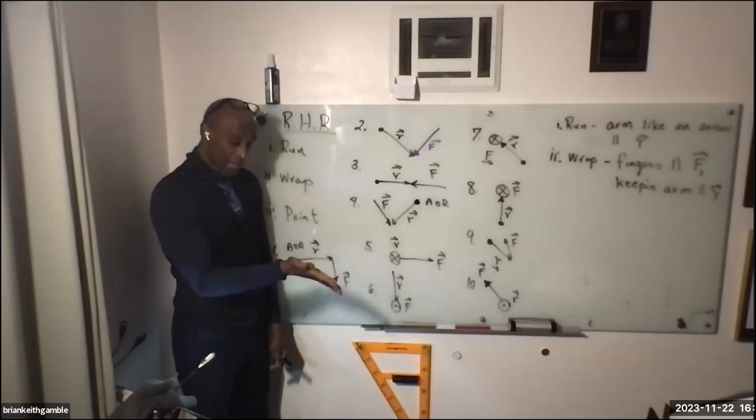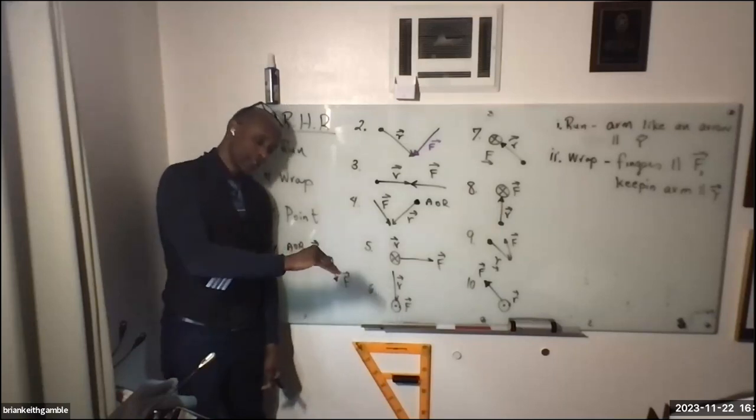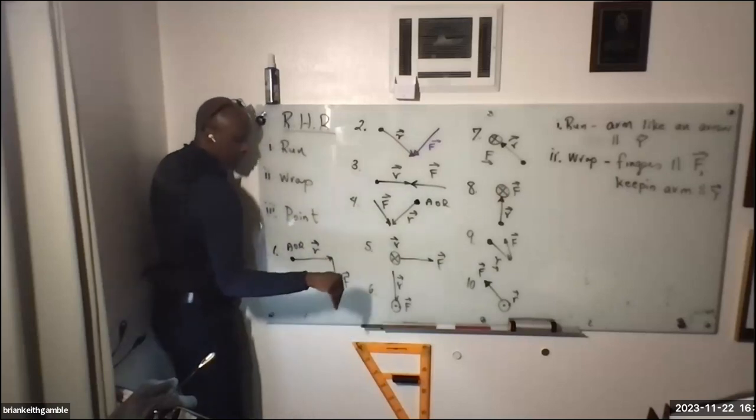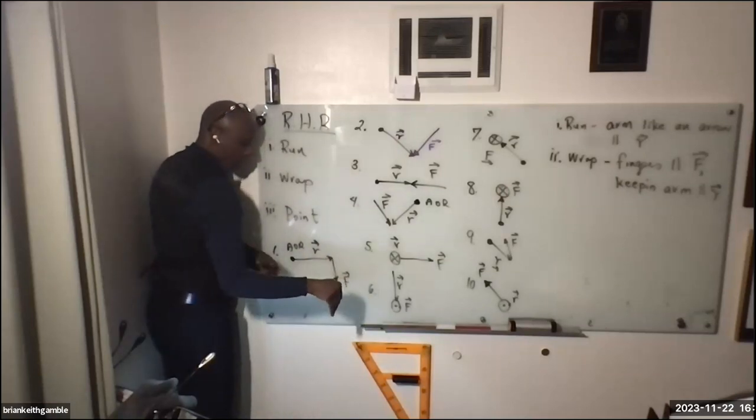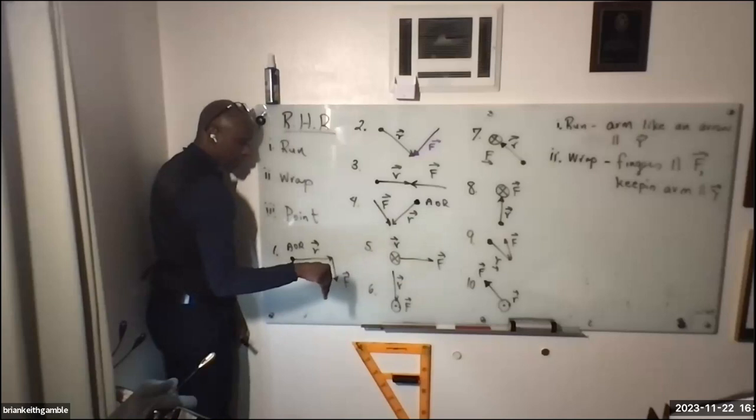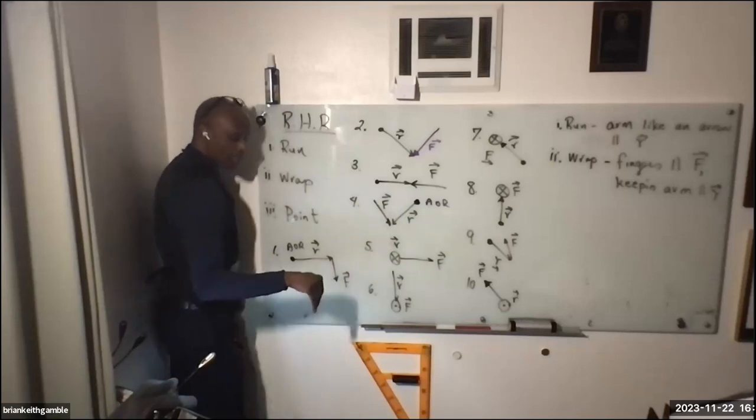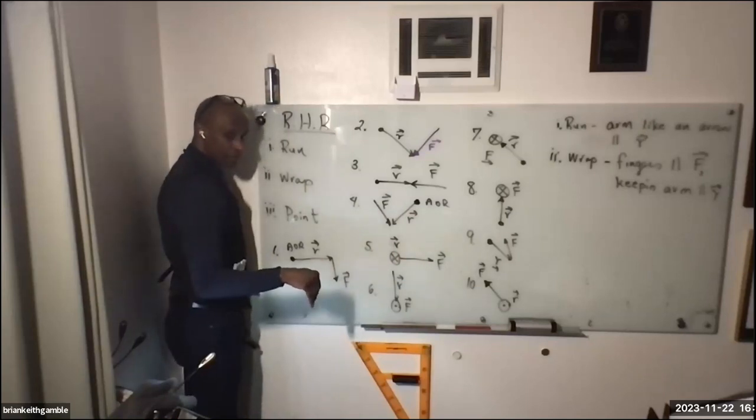That's not parallel to F. That's not parallel to F. That is parallel to F. And physically, you can see that it is. Forearm is parallel to R, fingers are parallel to F. When you have that configuration, make a fist and point your thumb without moving anything else.